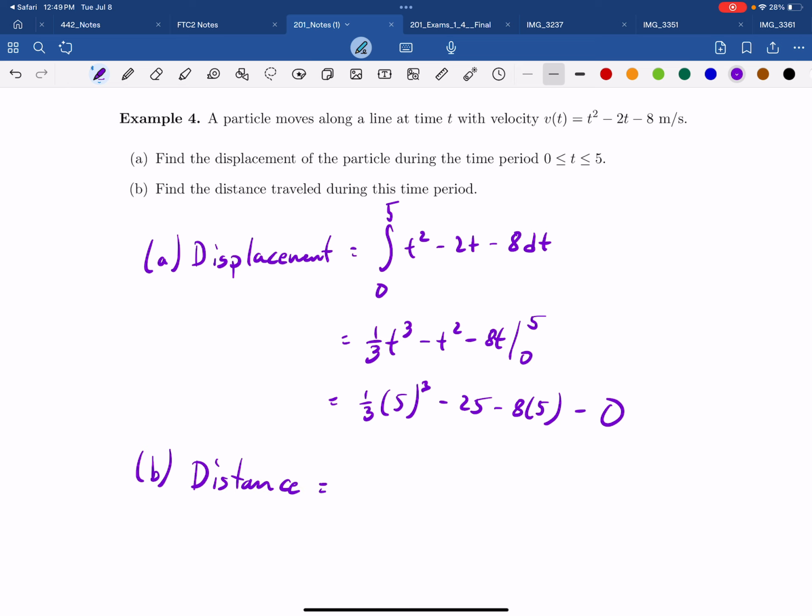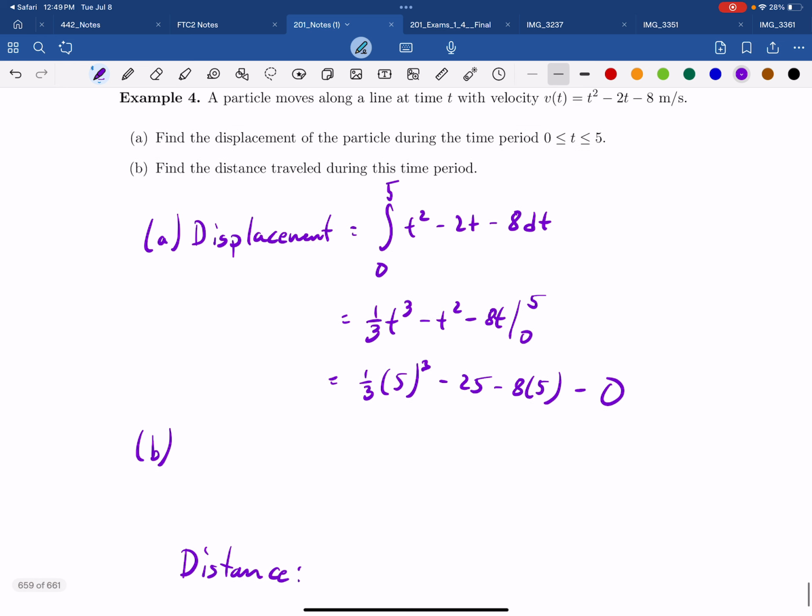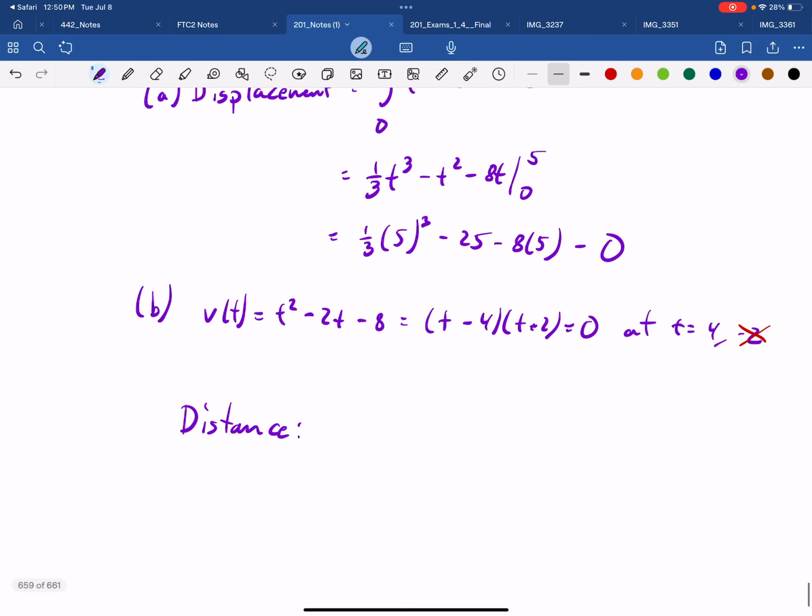But the distance, well, to find the distance, we really need to find when, actually, let me move this down. We need to find when the polynomial equals 0. So v of t equals t squared minus 2t minus 8, which equals t minus 4 times t plus 2, equals 0 at t equals 4 and negative 2. Of course, we don't care about negative 2. That's not in our bounds. But 4, we do care about that.